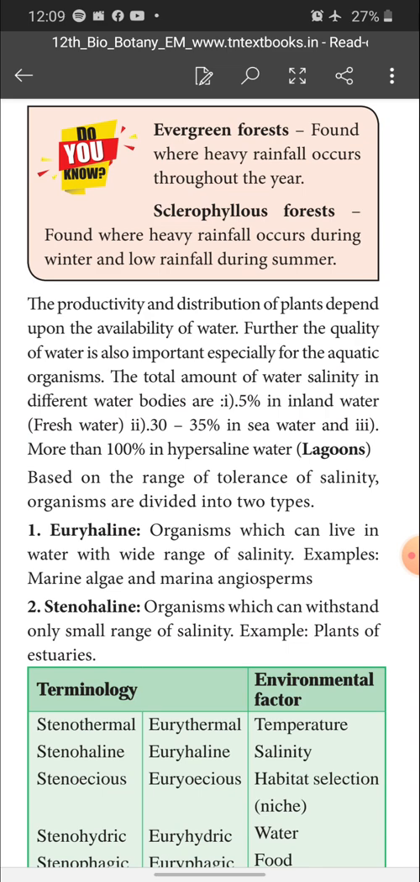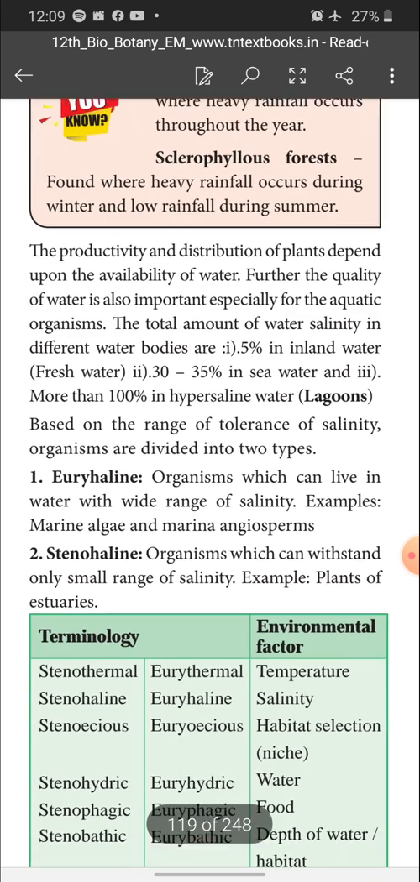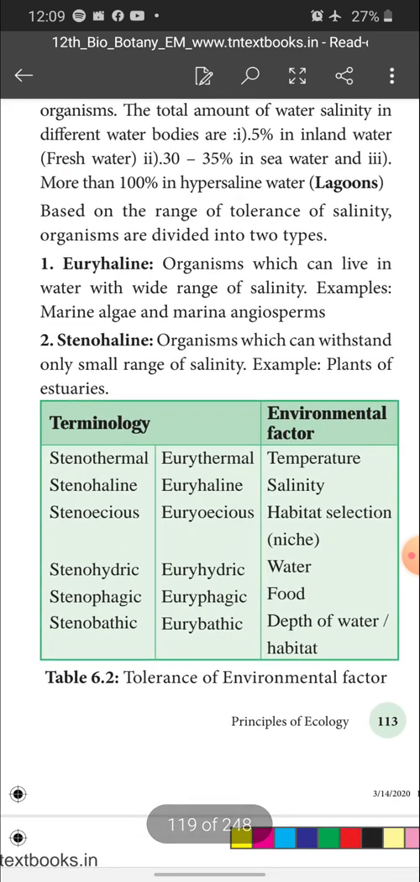Organisms which can live in water with a wide range of salinity are called euryhaline. Examples for euryhaline are marine algae and marine angiosperms. Next, stenohaline organisms can withstand only a small range of salinity. Example: plants of estuaries. So some terminologies are there in the table, children.